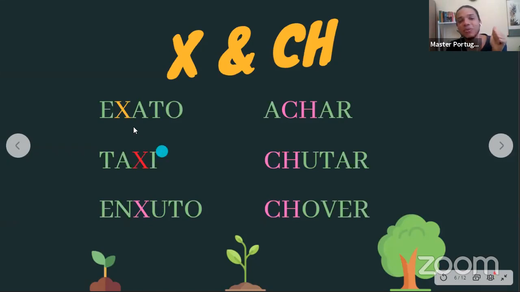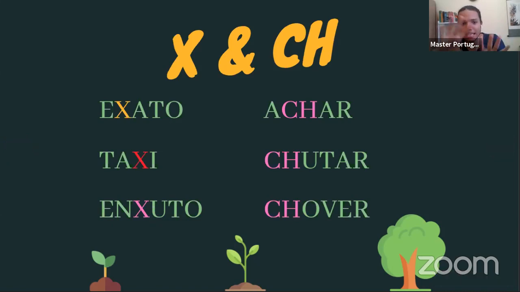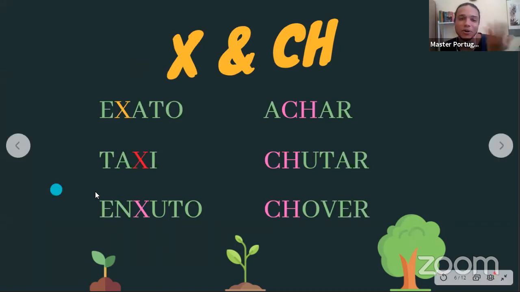So we've got exato, táxi, enxuto. Yuri, how do I know if I pronounce with the z sound, the x, or the sh? Well, you have to know the word. There is nothing in the word that indicates which pronunciation it will be in this case. But just practice. Practicing, you will find out.